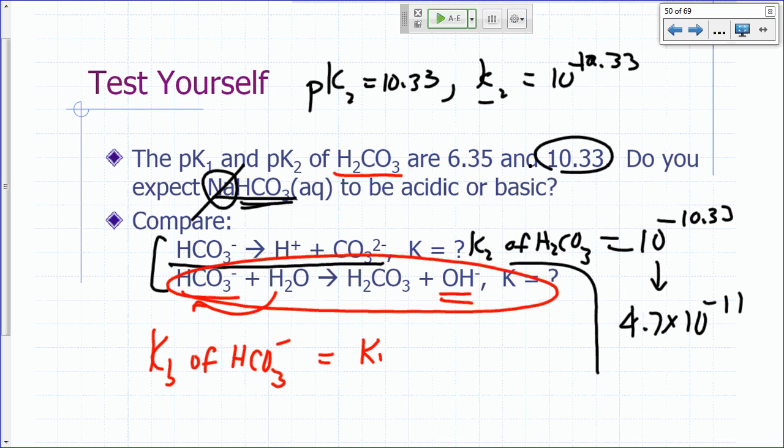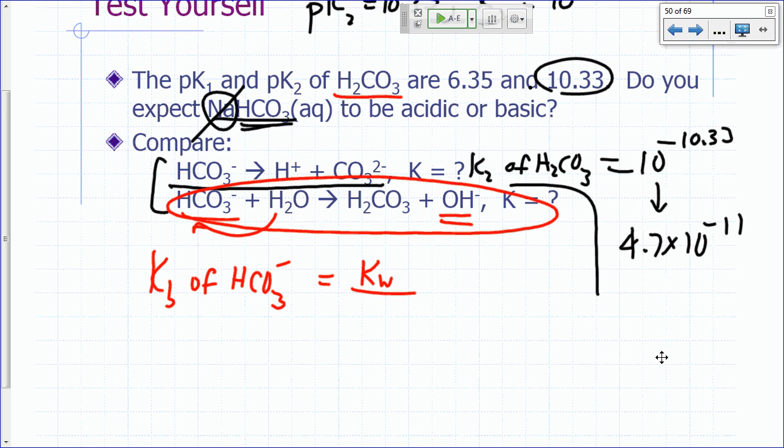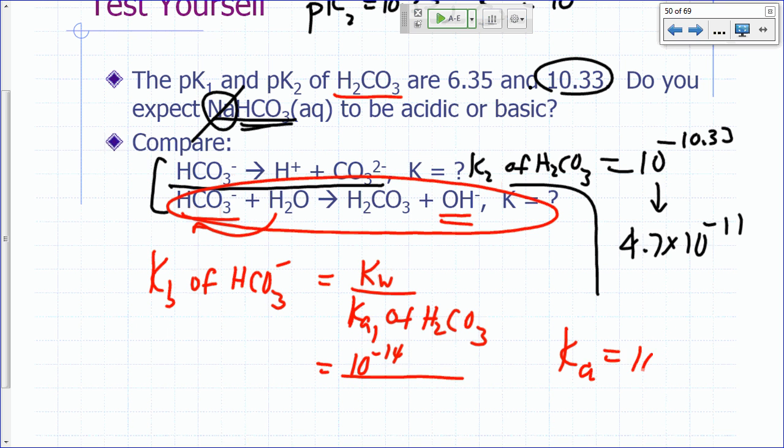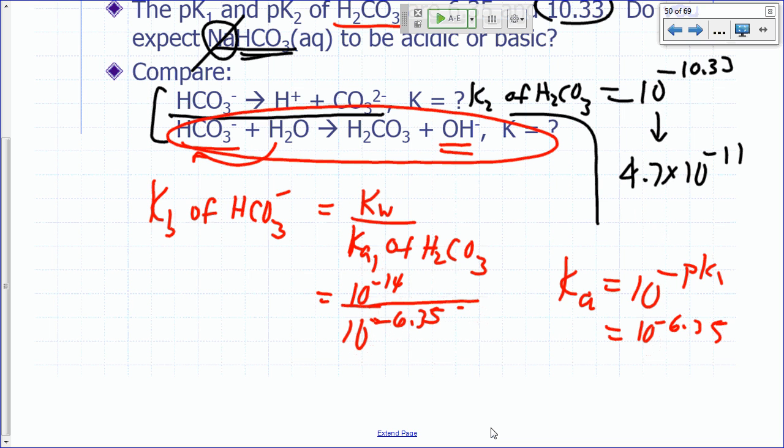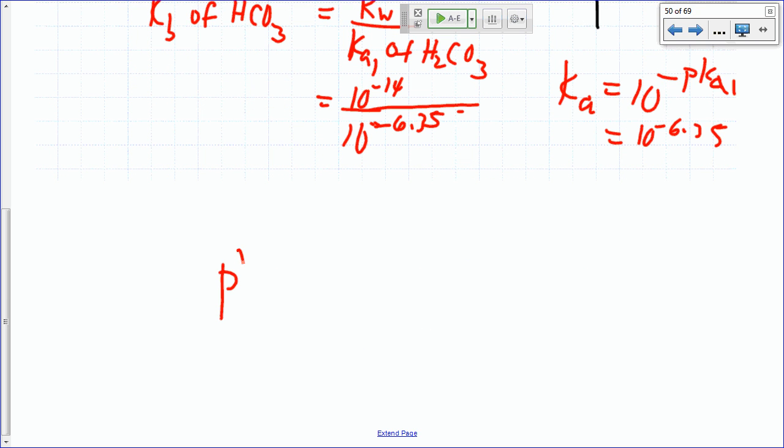But if you recall, this is Kw divided by what? The Ka1, in fact, of H2CO3, right? Kb times Ka for a conjugate pair, we just talked about that, is equal to Kw. So this is 10 to the negative 14 divided by, what is pK1? K1, Ka is 10 to the negative pK1, which is 10 to the negative 6.35. It's 10 to the negative pKa1. pK1 is the same thing as pKa1. You're given pK1. Okay. pK1 is 6.35. Therefore, K1 is 10 to the negative 6.35.